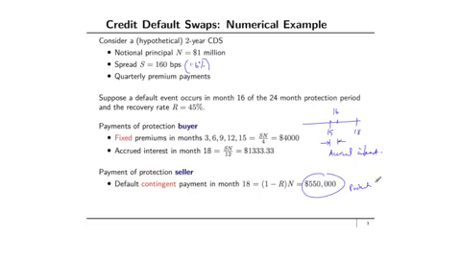Some other names for these payments: we've called them premium payments. Another name for the same payment is the fixed leg, or the fixed payments, because the premiums are fixed except for the accrued interest amount. The protection seller's payments are also sometimes called the contingent leg, or the contingent payment, because it's contingent on a default happening.